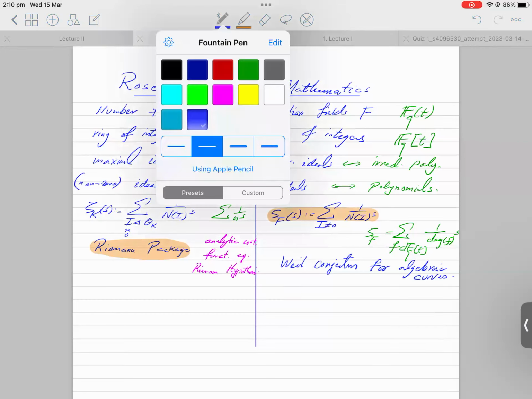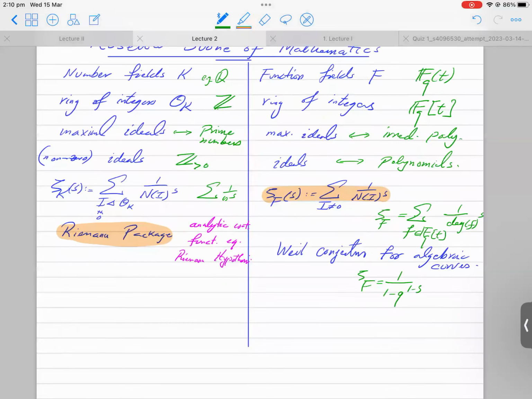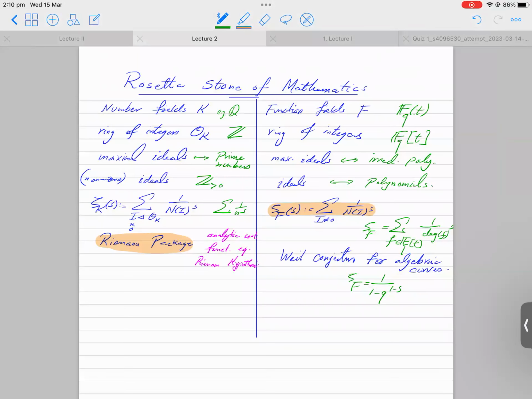So in our running example, this is pretty clear, because we computed last time that this is just 1 over 1 minus q^(1-s). You see in these examples how much easier the right-hand side is compared to the left-hand side. The Riemann zeta function is a very complicated meromorphic function.